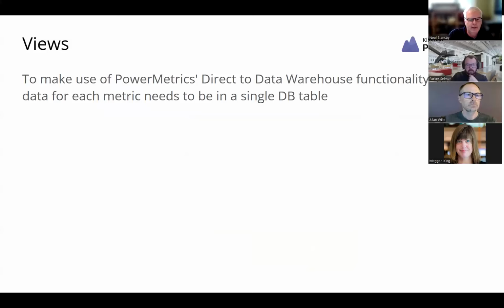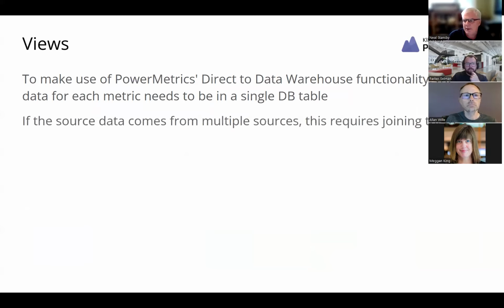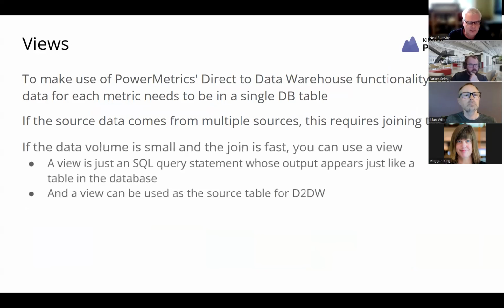So if you're going to use the direct-to-data warehouse functionality, one of the requirements is that for each metric, PowerMetrics needs to be able to pull from a query that accesses a single table. If the data you're interested in for your metric comes from multiple sources, then they need to be joined beforehand. And there's really two ways you can do this.